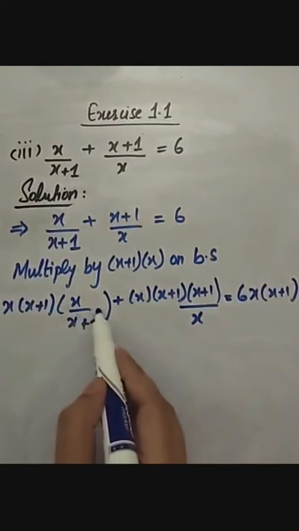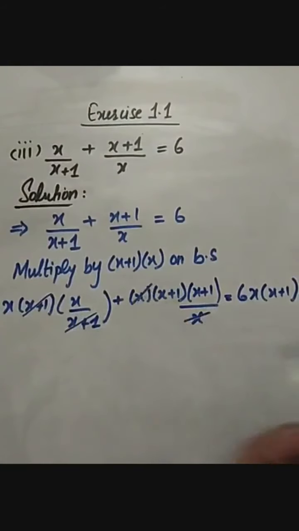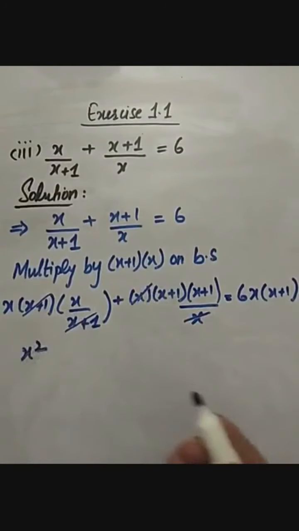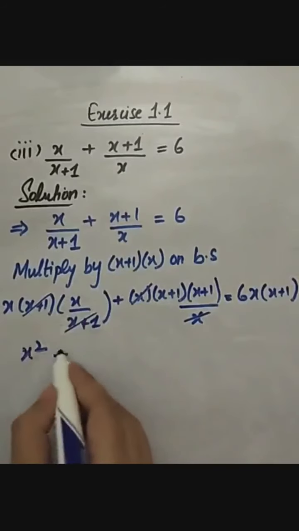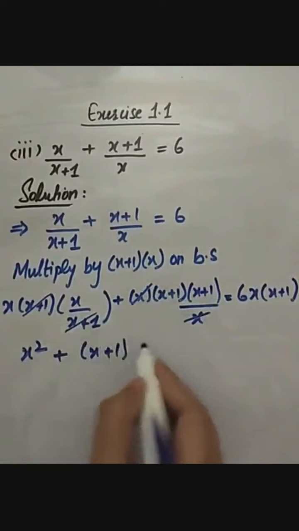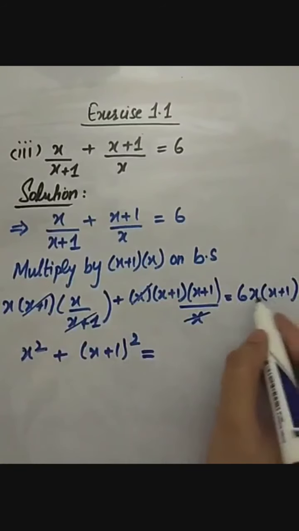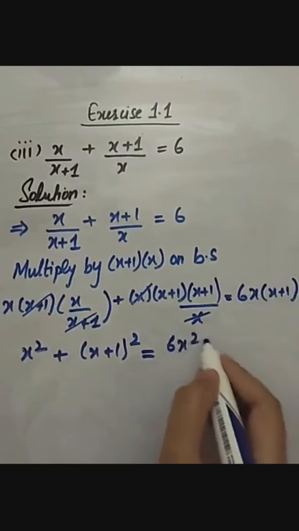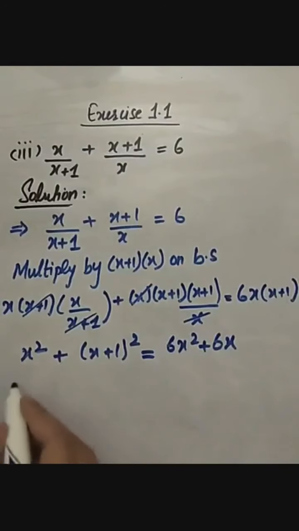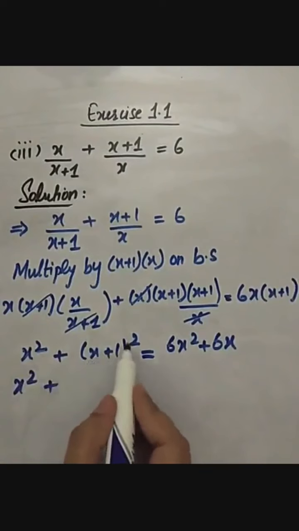Now this x plus 1 is cancelled with x plus 1, x is cancelled with x. Okay, x into x, x square, x into x, x square, plus x and x cancel, x plus 1 and x plus 1, so x plus 1 square. 6x into x plus 1, 6x square plus 6x. Clear? Now here we have to open the formula a plus b whole square.